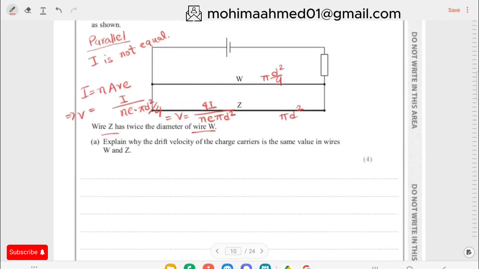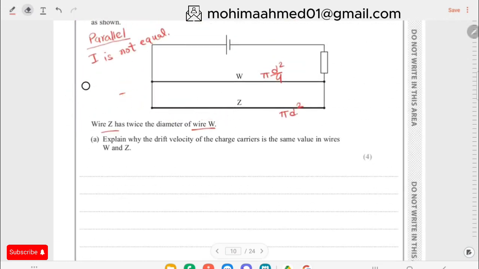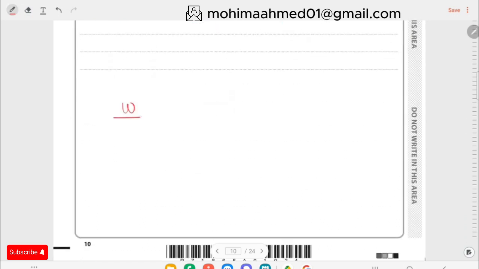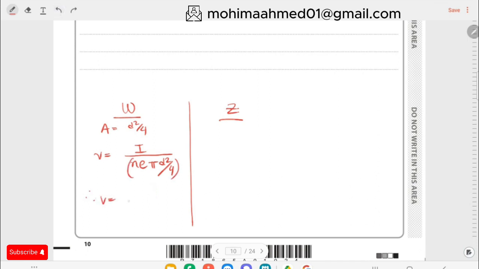Then we can do the same working. Okay, we actually have a lot of space at the end. I'll do the entire calculations over there very neatly so that it's easier for everyone to understand. We have W, then we have Z. The area on this section is pi d square over 4. So the equation would be I over NE pi d square by 4, which simplified can be written as 4I over NE pi d square. Now I can make a similar equation for wire Z, where the area for this section would be just pi d square. So it will be I over NE pi d square.